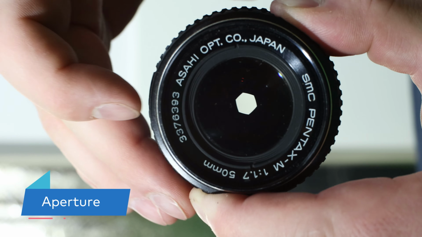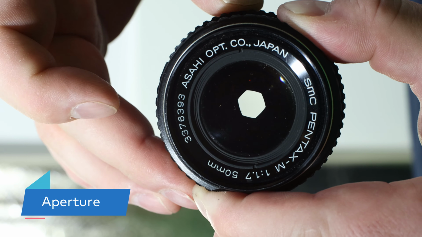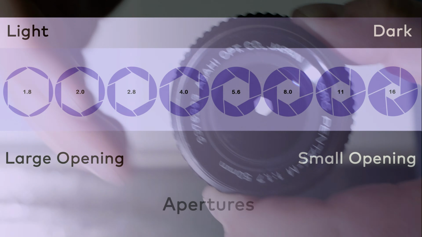There are blades in the lens of the camera. These blades can make the aperture larger and smaller. You can see that very clearly demonstrated in these images.